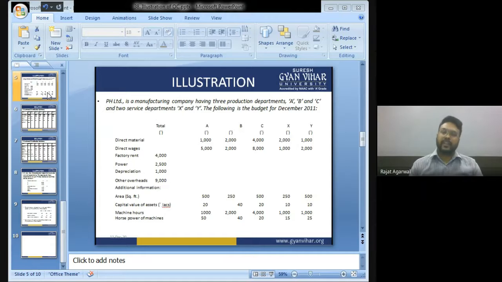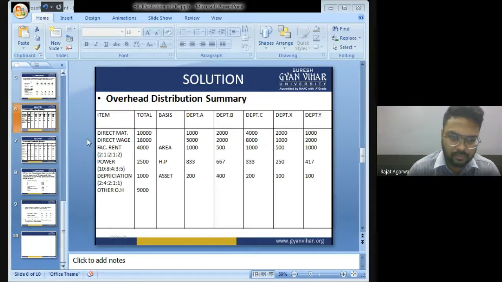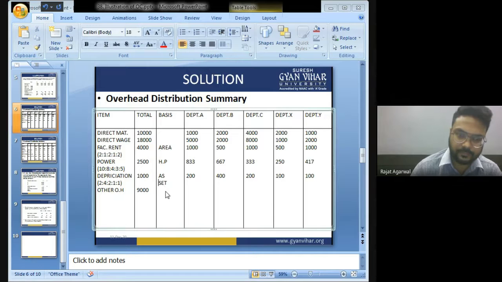So, in a factory, whatever production work you do is based on machines. In every factory, there are some machines on which you do the production work. So, obviously, other overheads will be distributed on the basis of machine hours.